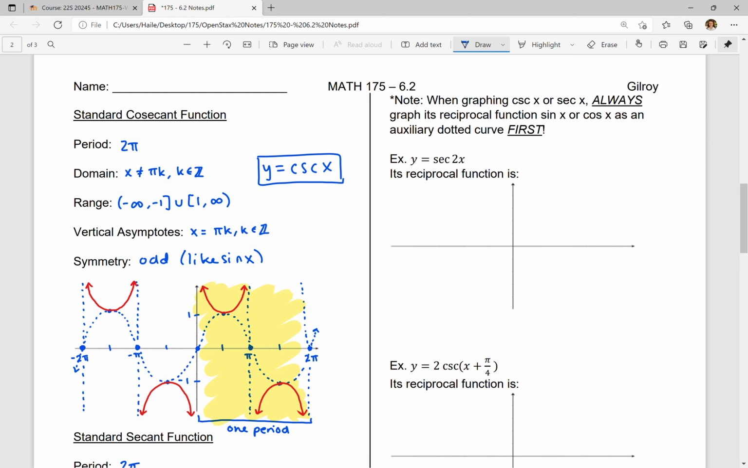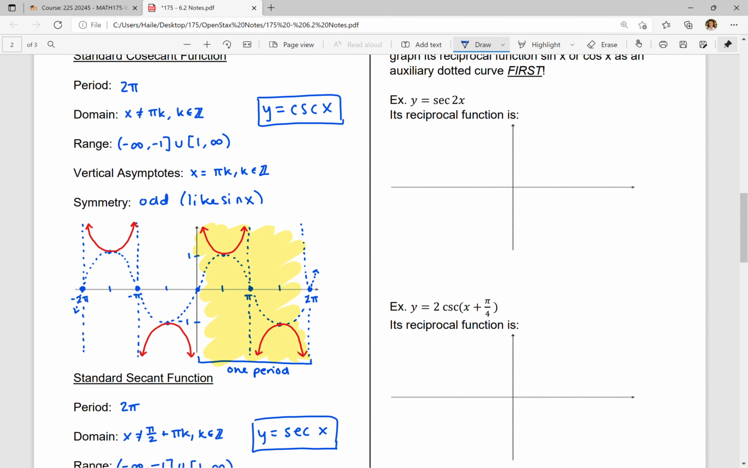So as an example, let's try y equals secant of 2x. So the first thing we want to do is identify the reciprocal function. So all we do for that is we just say, well, what's the reciprocal of secant? It's cosine. So all we do is replace secant with cosine. So the first thing we're going to graph is y equals cosine of 2x.